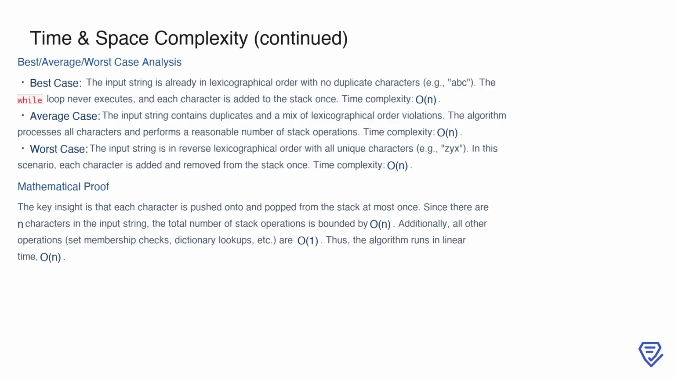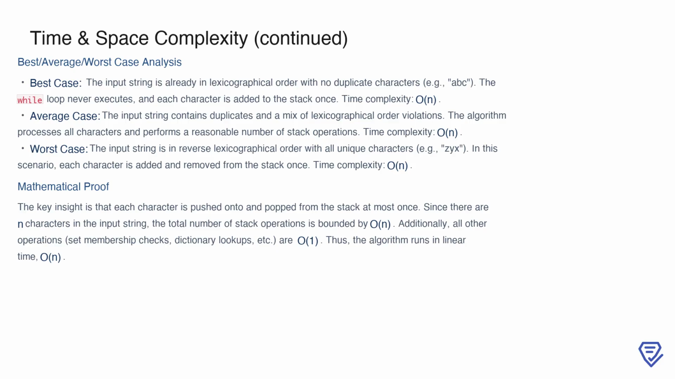Now, let's analyze the algorithm under different scenarios. In the best case, the input string is already in lexicographical order and contains no duplicate characters, such as ABC. Here, the while loop never executes, and each character is simply added to the stack once, resulting in O(n) time complexity.